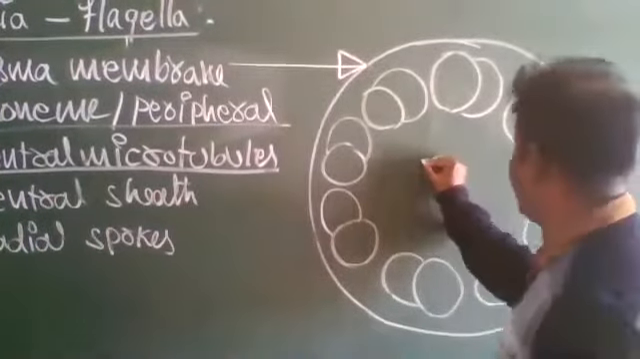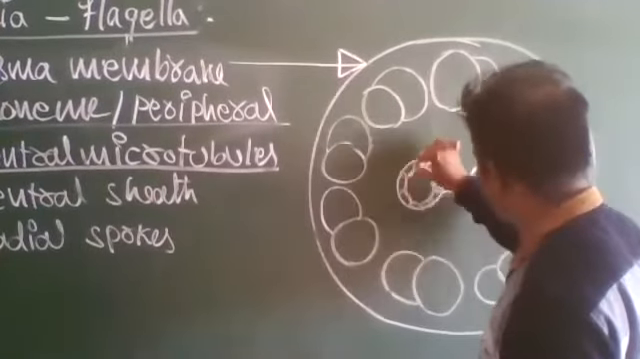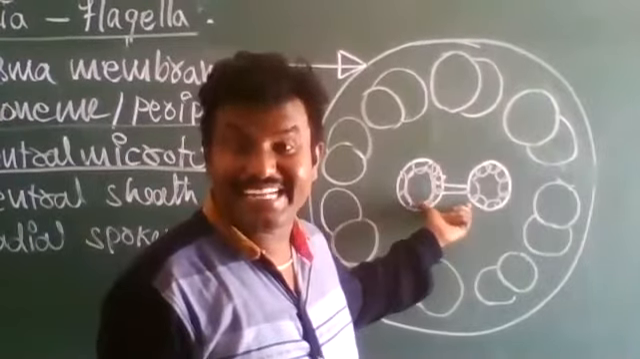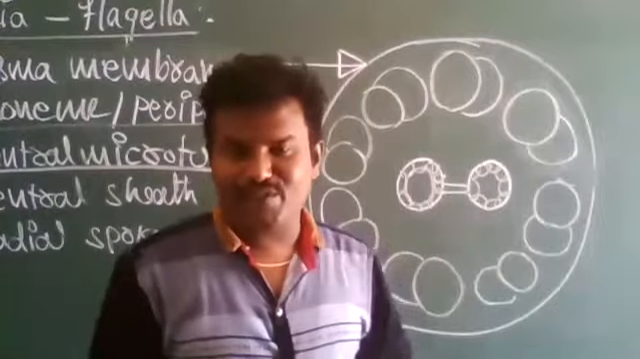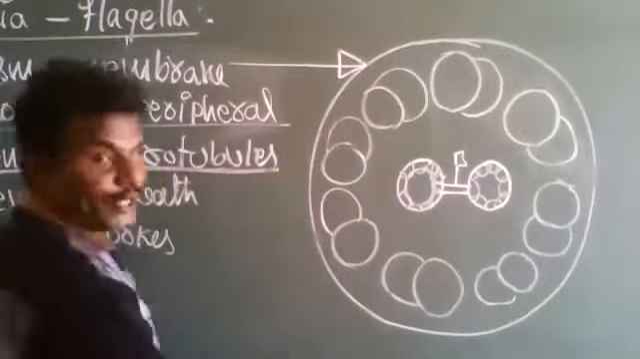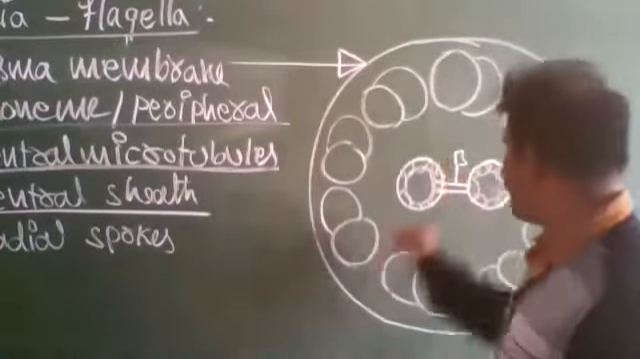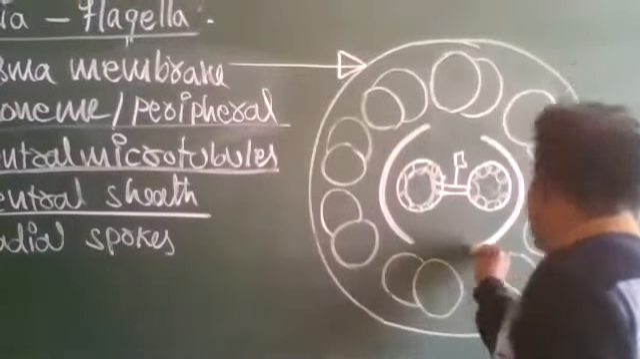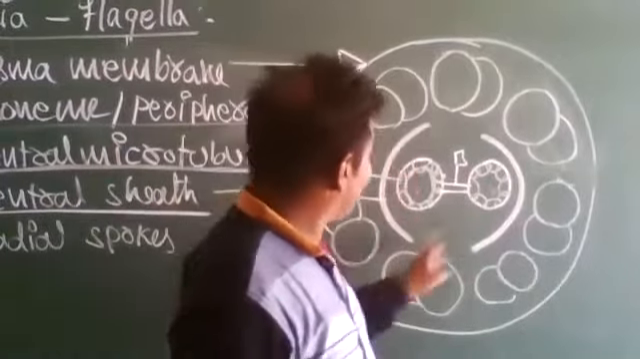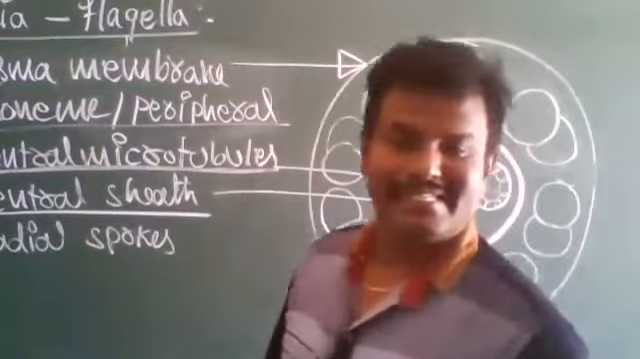Third one is central microtubules. A pair of central microtubules is present, connected together by a bridge. These two central microtubules are covered by a sheath, which is called the central sheath. A pair of central microtubules is surrounded by a sheath-like structure called central sheath.